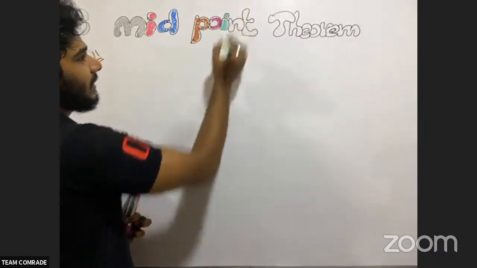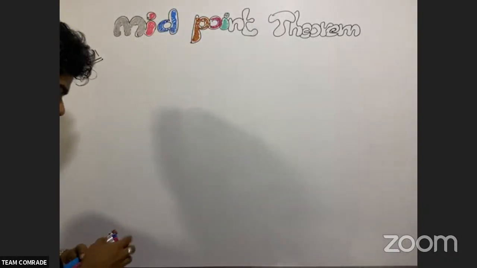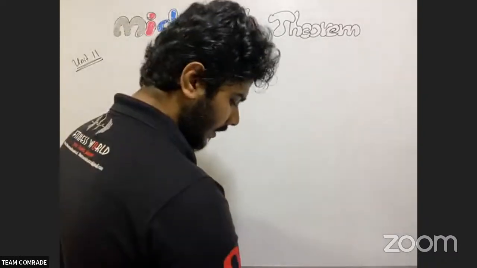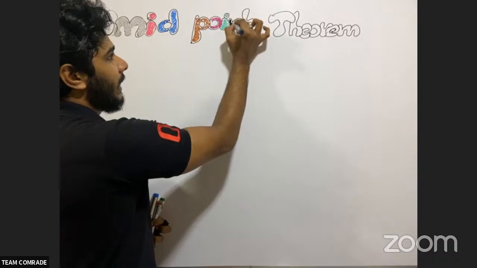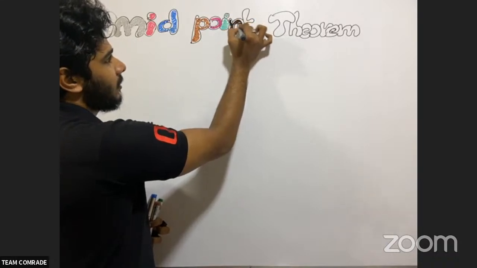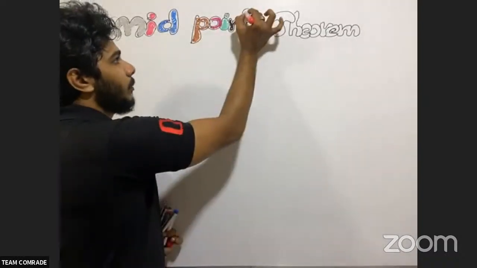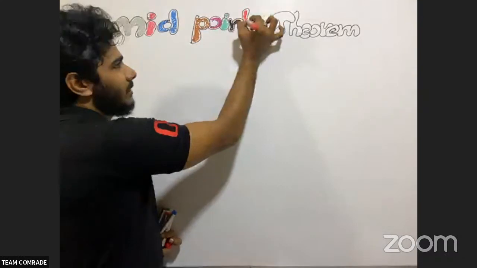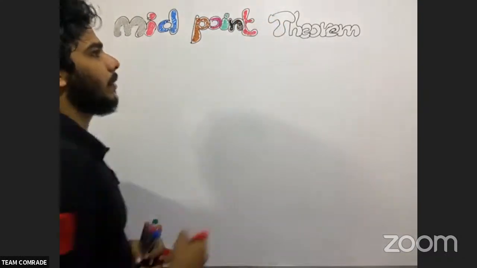Now, this is the next step that we must know in this lesson, right? In the geometry part, because geometry consists of nearly 25 marks out of 100 marks in your paper, a little bit more also, right? So you must know about the midpoint theorem.